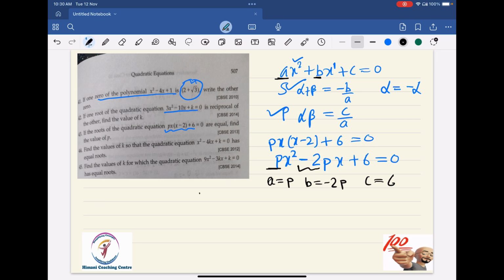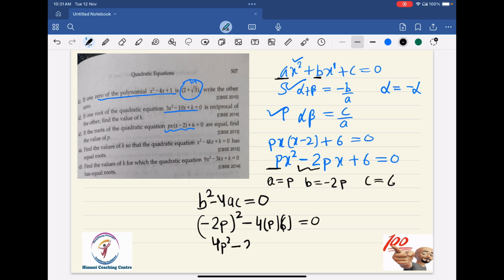Remember, if the roots are equal, the discriminant, which is b square minus 4ac, is equal to 0. So now we will put in the values which we have got. We will say minus 2p whole square minus 4 into p into 6 should be equal to 0. Now minus squared is a plus, 2 square is 4, so we get 4p square minus 24p equal to 0. Now we will take 4p common.